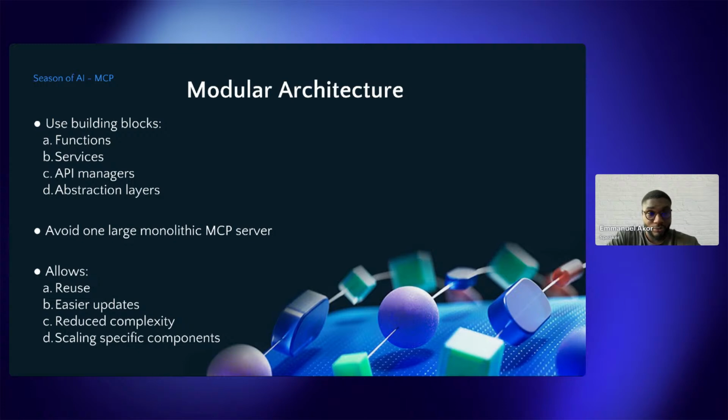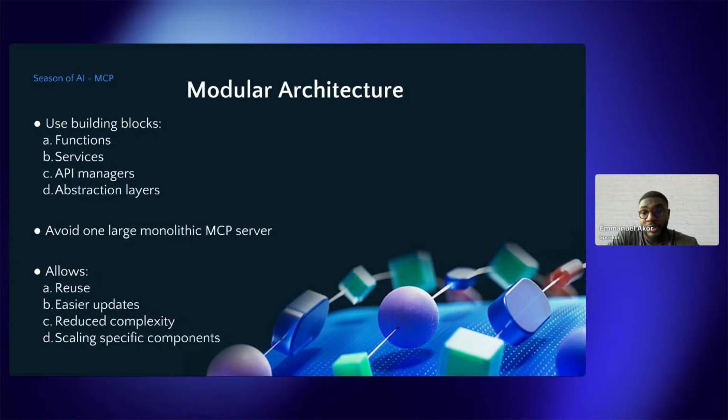Instead of building one huge MCP server that does everything, it's better to break it into different modules and layers, like I showed there, using building blocks like functions. Maybe one module will be for functions, another for services, another for API managers and an abstraction layer. Because this gives everything a clear boundary, makes the code base easier to maintain and reduces the whole cognitive load. So you also get flexibility. If one component changes, you don't have to break the whole system.